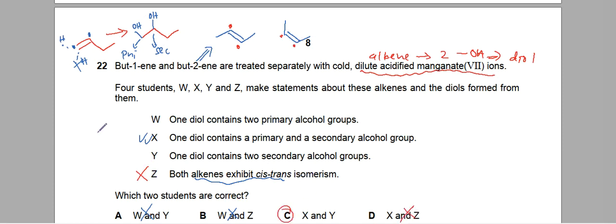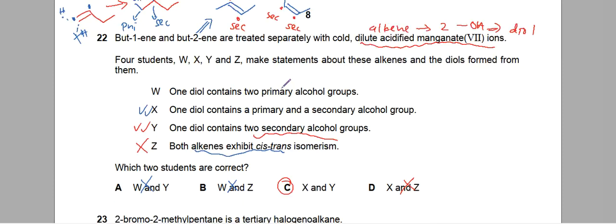X and Y. To show that Y is correct: 2 secondary alcohols, so this is secondary and this is secondary. This is also secondary when we add the OH group, so it will become secondary OH. So Y is correct.